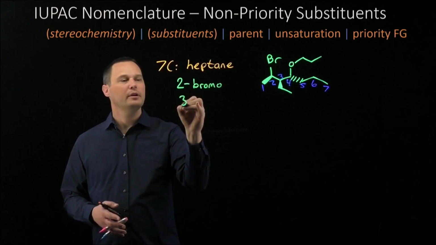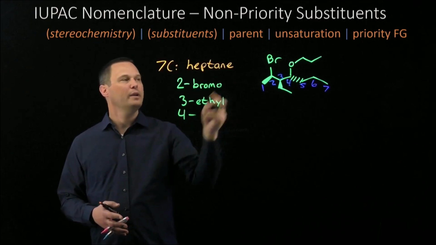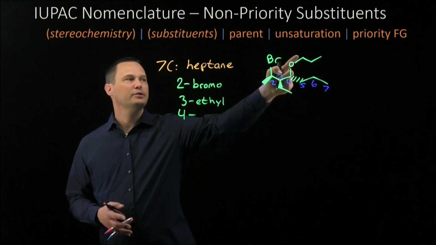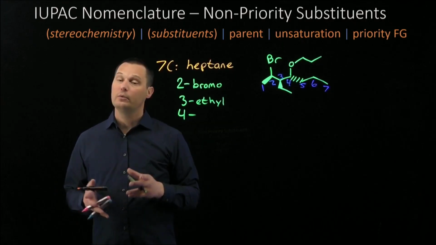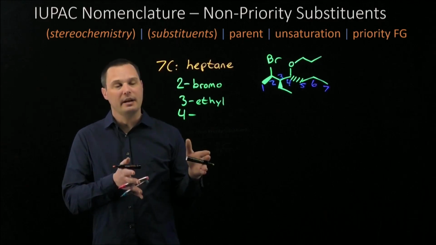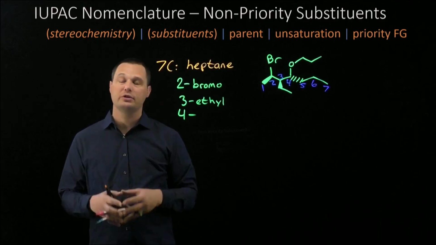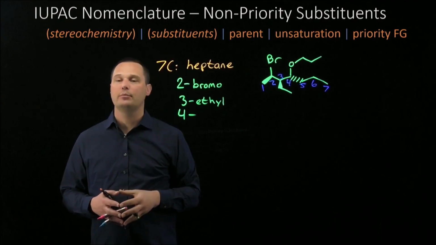On carbon number 3, we have a 2-carbon substituent, that is an ethyl group. And on carbon number 4, we have an ether substituent. After the oxygen, there are 3 carbons. 3 carbons would be a propyl substituent. Recall though, there's 2 different ways we can have a 3-carbon substituent. We could have the straight chain n-propyl substituent or the forked tongue isopropyl substituent. Since these 3 carbons are all in a straight chain, it is the n-propyl substituent.